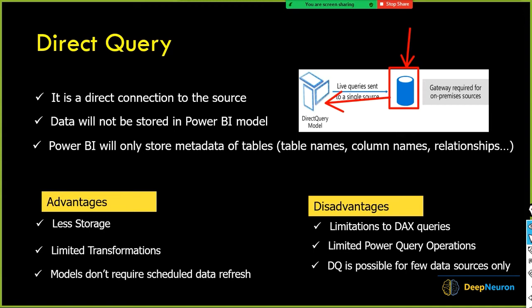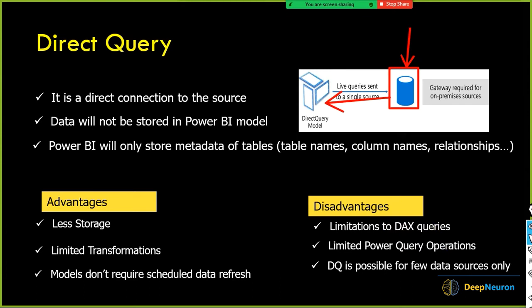The disadvantage with direct query is that it has limitations: only specific DAX queries can be used. Not all DAX queries you can use when you connect with direct query mode. And also Power Query operations have some limitations. There are two different things here: DAX queries, and in the report canvas, I was talking about the visuals.